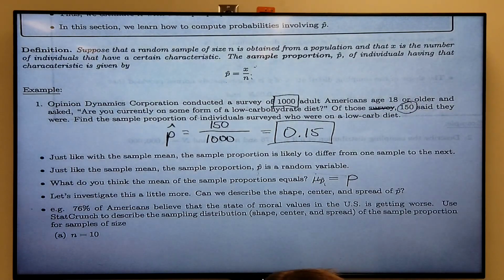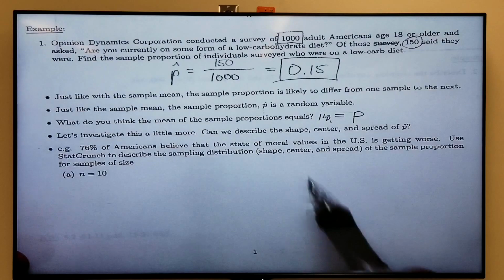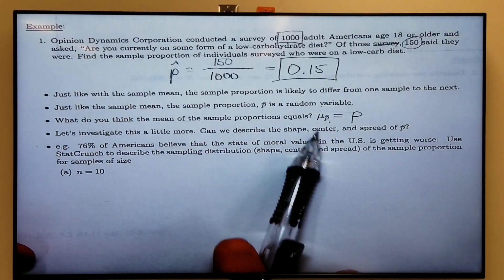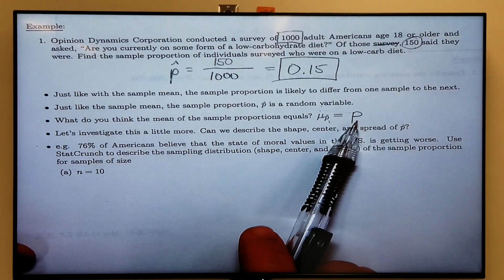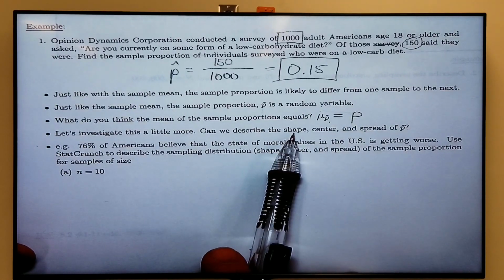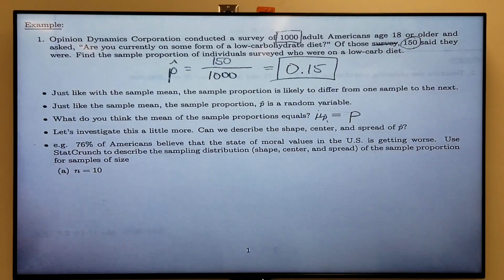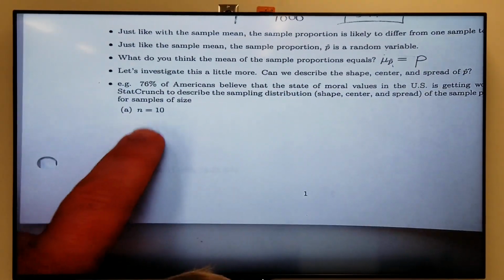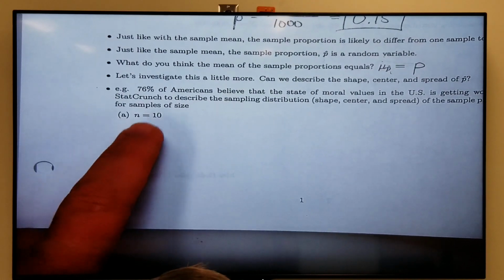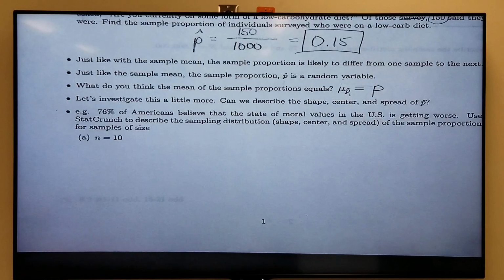Let's investigate this a little more. We're pretty sure the center of our distribution, mu sub p hat, is going to be the same as the population proportion. But what's the shape of the distribution, and what's the spread of the distribution? What's the standard deviation of p hat? So we're going to run some simulations. I might start a new video to run the simulations. I want to do 3 of these with 3 different sample sizes. We're going to simulate taking samples of size 10, and then size 25, and then size 60. So I'll start a new video, and then we'll run all of the simulations together.